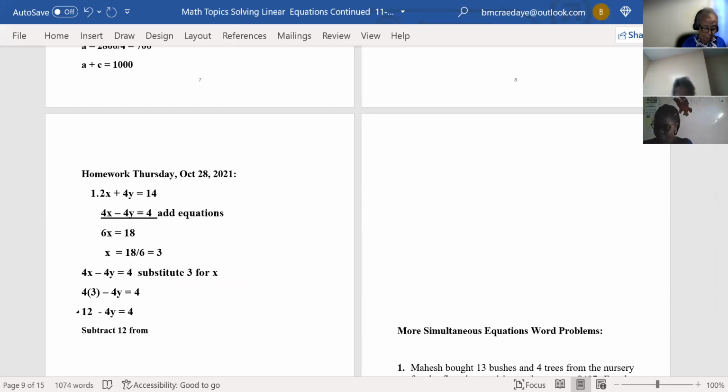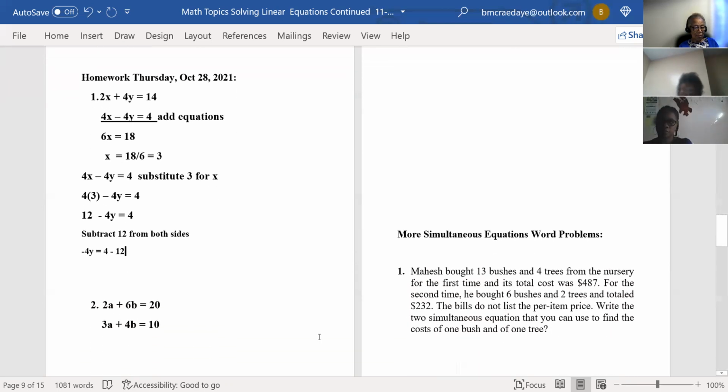from both sides. This becomes 0 here, minus 4y. Okay, so you subtract 12 and what you get is minus 4y equal 4 minus 12. And what does that give you? What's 4 minus 12? Oh, so you get a minus 8. That's right, minus 8. So this will be minus 4y equal minus 8.